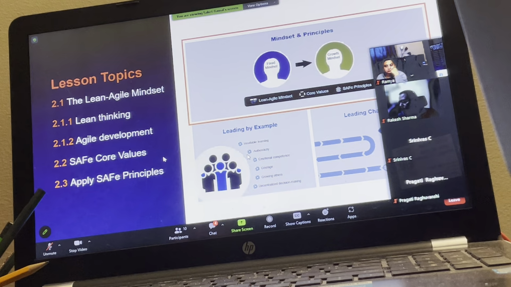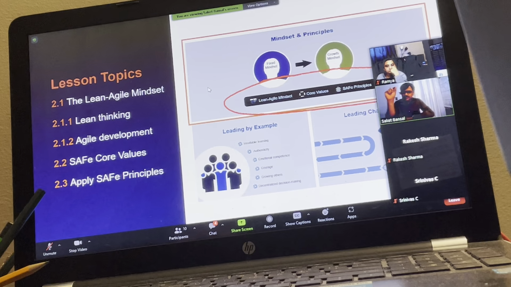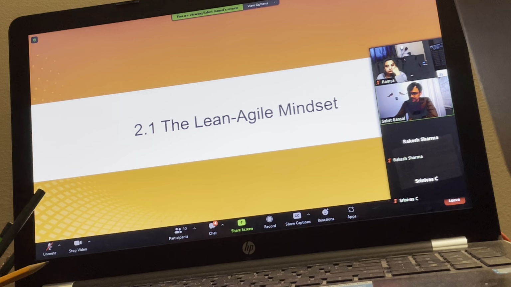So the lean agile mindset and principles are elaborated with the help of three things: the lean agile mindset definition with the help of the Agile Manifesto and lean principles. Then we have the 4 core values of SAFE, and then there are 10 principles of SAFE. So you see it here, these ideas. These three constructs help us in understanding the thinking behind SAFE: lean agile mindset, core values, and SAFE principles. And in this class, we go through all these things together. Yeah. So starting with lean agile mindset.